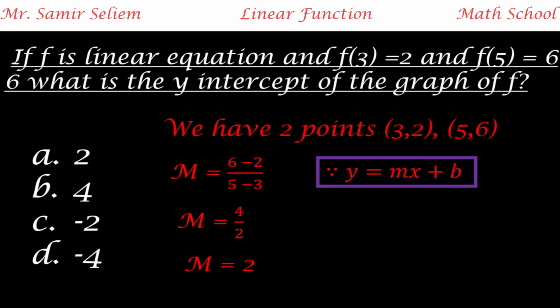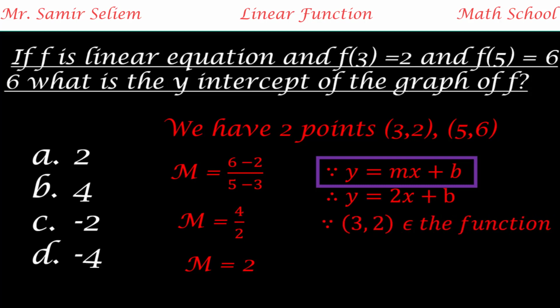We can substitute. The slope is 2, as we got before. So y equals 2x plus b. How can we find b? We can find b by substituting any point on the straight line. We have 2 points. We can choose the first, 3, 2, or 5, 6, as you like. I choose here 3, 2.